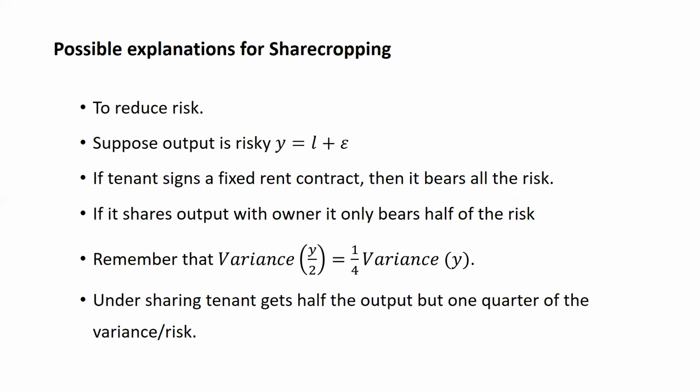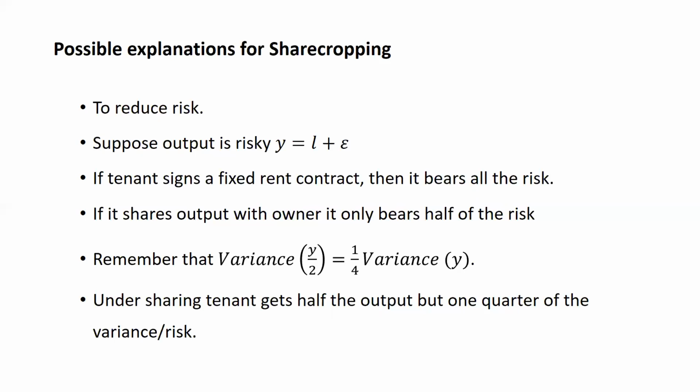And so just to give a simple example, let's introduce a little bit of risk. So output now is going to be equal to L plus some shock epsilon, which essentially is a random variable. You could think of tossing a coin, and it can be a positive shock or a negative shock with a probability, or it can be a continuous shock. It doesn't really matter. But now the idea is that if you sign a fixed rent, you bear all the risk. And on the other hand, when you share output with the owner, you're only bearing half of the risk.